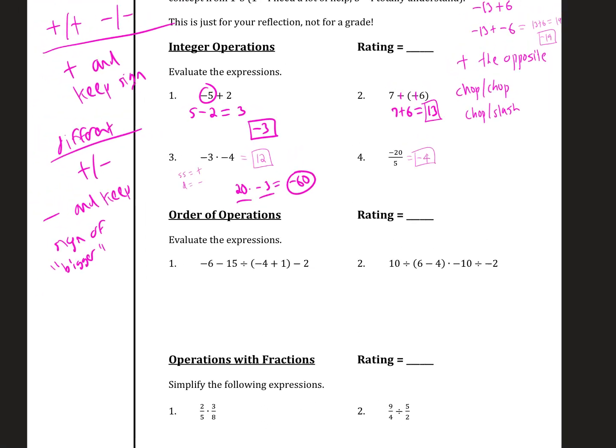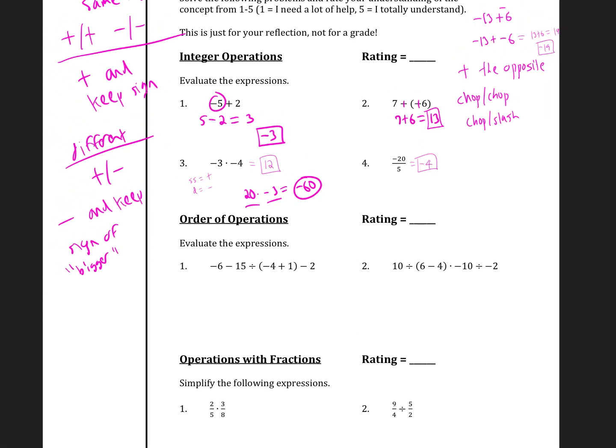All right, next section here, we have order of operations. Why don't you guys go ahead and try and see if you can solve these, and then make sure you give yourself a rating for how comfortable. 1 means really struggling, 5 means doing great.